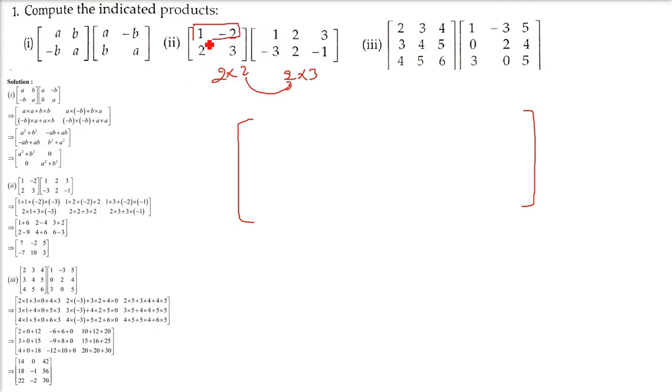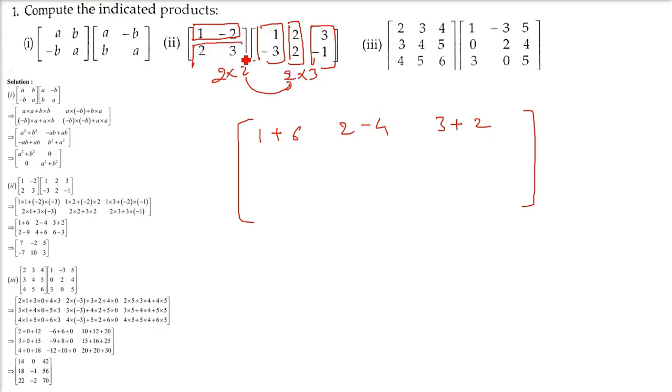First row of the first matrix and first column of the second matrix. So 1 into 1 plus minus 2 into minus 3, that is going to be 6. Now same row with the second column. 1 into 2, 2. 2 into minus 2 is minus 4. Then same row with the third column. 3 into 1 plus minus 2 into minus 1, that is going to be 2. Okay. Right?